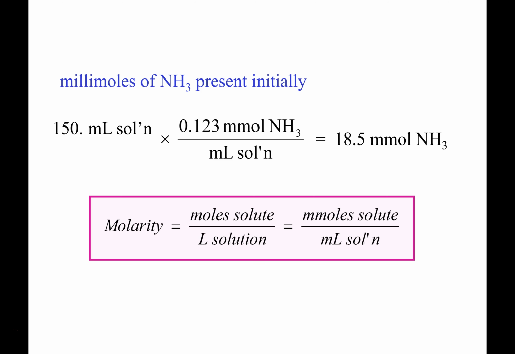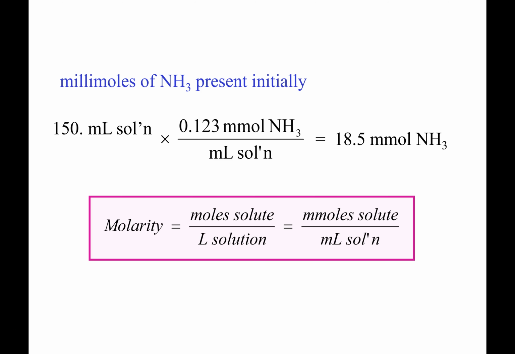The title of this slide is millimoles of NH3 present in the beginning. We can get that from this information. We have the 150 milliliters of solution, and we can introduce the molarity. In this case, I'm going to go with 0.123 millimoles of NH3 over 1 milliliter of solution. That gives us 18.5 millimoles. Aren't they adorable? Millimoles are just gorgeous.